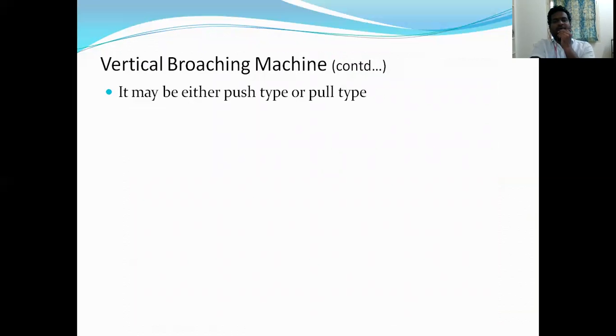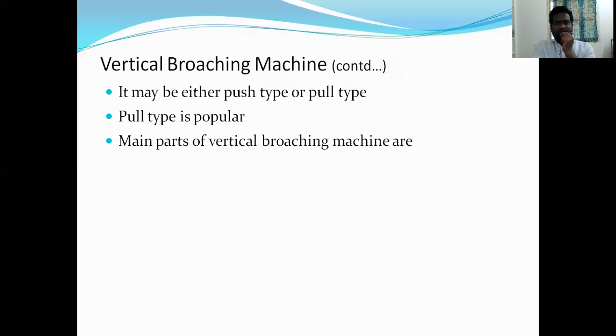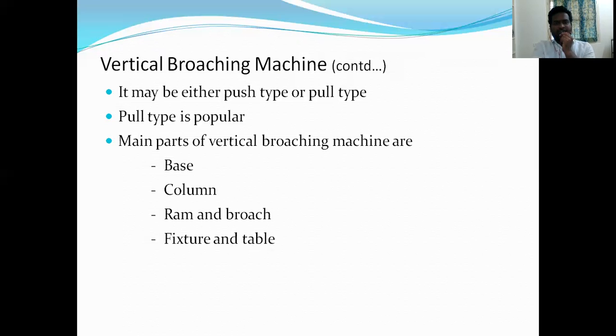Here we can say that the vertical broaching machine may be push or pull type. In horizontal broaching machines also we learned that it may be push or pull type. Most broaching machines are pull type; pull type is more popular. The main parts of vertical broaching machines are base, column, ram and broach, fixture and table, and drive mechanism. We have already observed all the parts in the diagram.